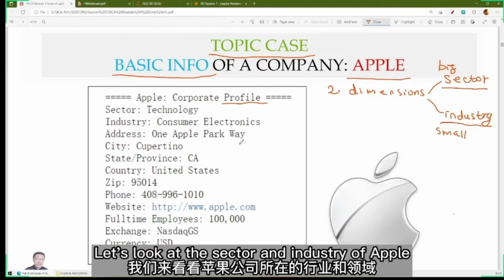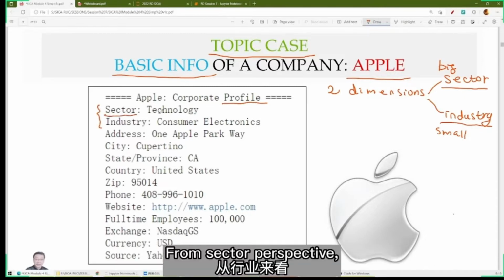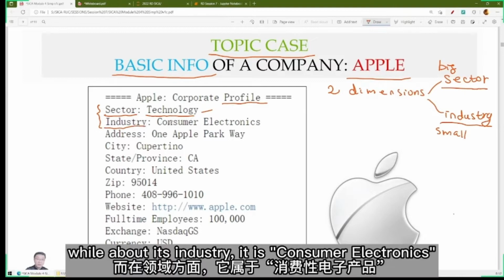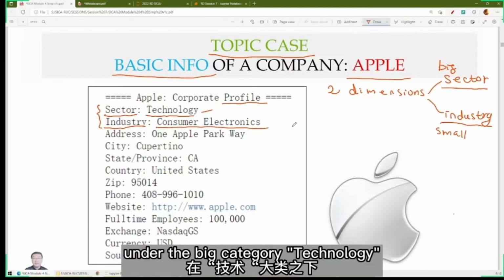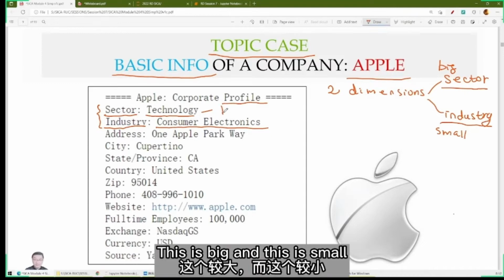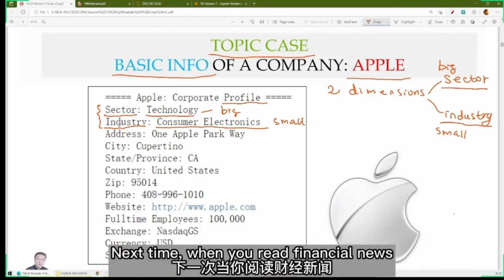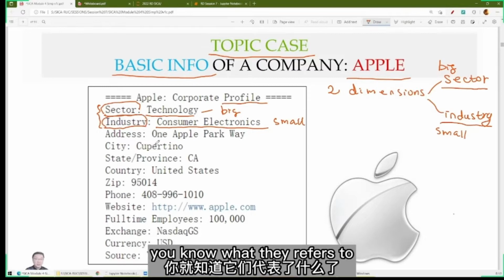Let's look at the sector and industry of Apple. We have them here. From the sector perspective, Apple belongs to technology. It's a very big category. While about its industry, it is consumer electronics. Consumer electronics is a subcategory under the big category technology. It's big and this is small. Next time, when you read financial news, you read sector and industry, you know what they refer to.